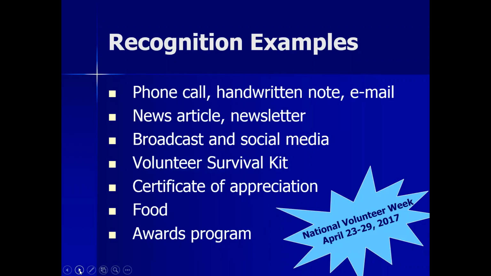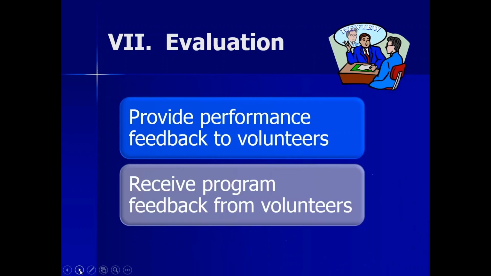Could be some news articles, newsletters, again with the social media that can be out here, is very effective now. Once upon a time I did a volunteer survival kit that had a bunch of little items in it that we provided to the volunteers, to help them to be, again, recognized for what they do. Sometimes certificates are enough. Anytime you can provide food, I think, is a positive thing for our volunteers, and there may be a more formal awards program that you'd want to consider also. Any of those types of things, as well as others, would be great ways that you can help to recognize your volunteers. The final step in the ISOTURE model is going to be evaluation.